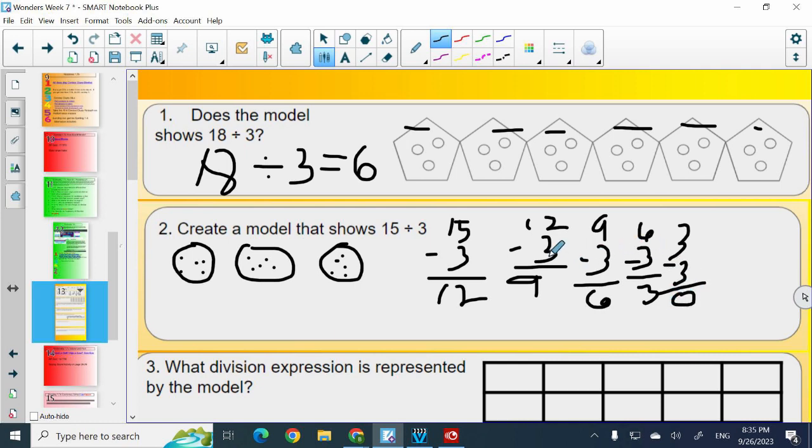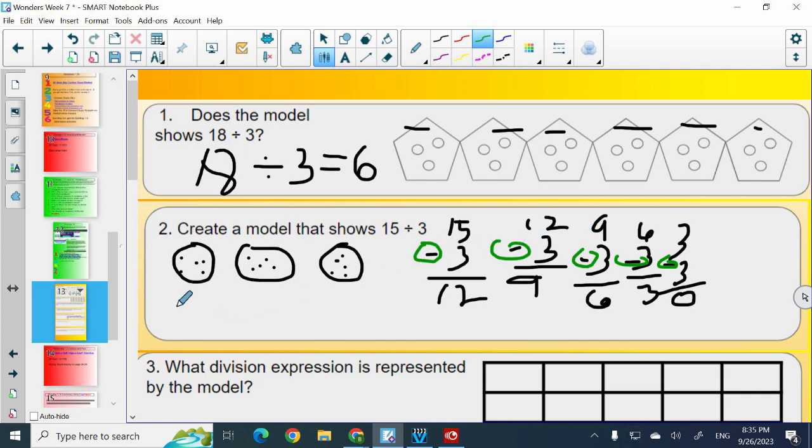Now remember, with repeated subtraction, you keep subtracting until you get to 0. It is not fully done unless you reach 0. And then the last step, of course, would be to count your signs. 1, 2, 3, 4, 5. And that shows you that 15 divided by 3 is equal to 5.